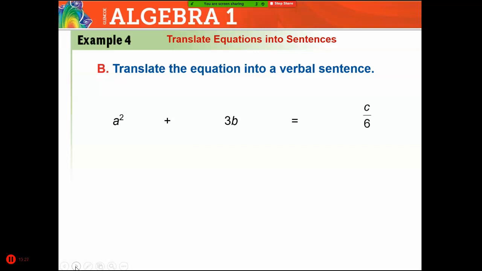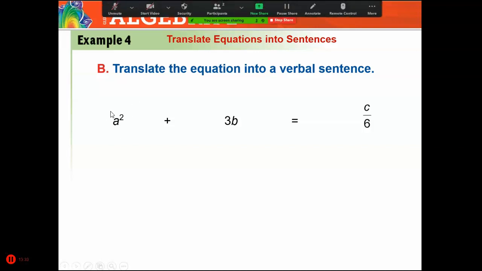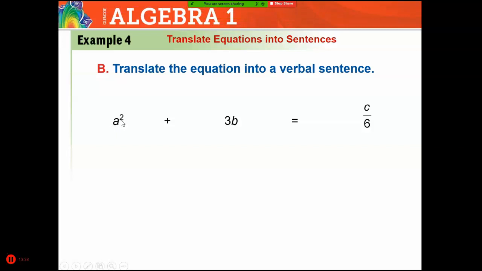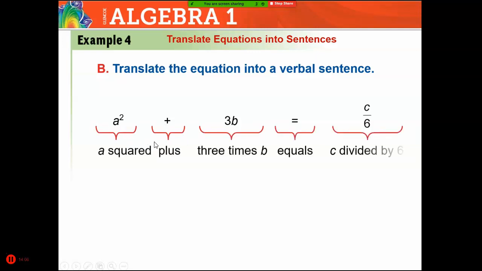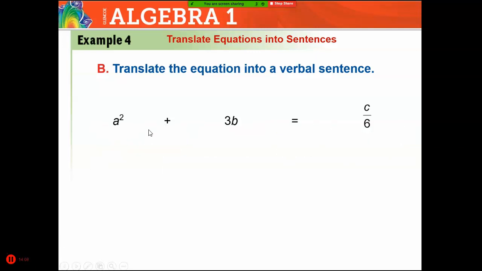Okay, so Luke, what could I say in terms of words for the first piece right here? What does this represent? What is that? That's okay. All right, Abby. For that, just the first part. I just wanted the A. Okay, so Abby said A squared.